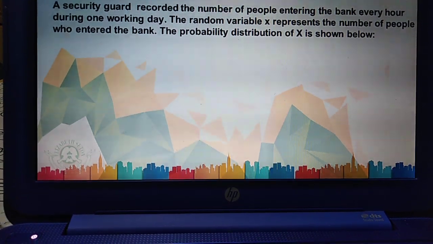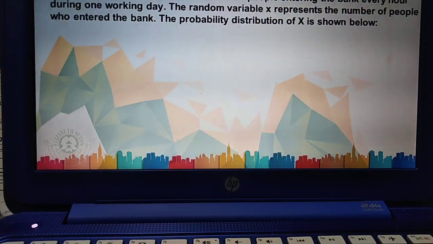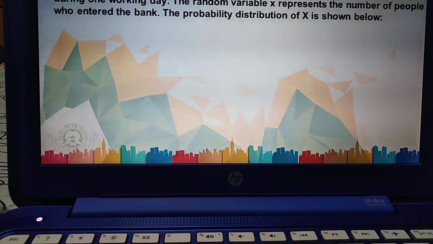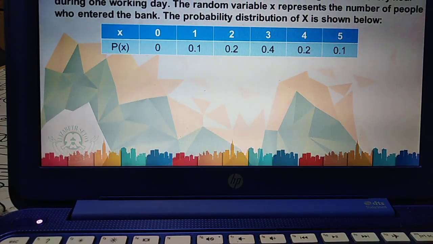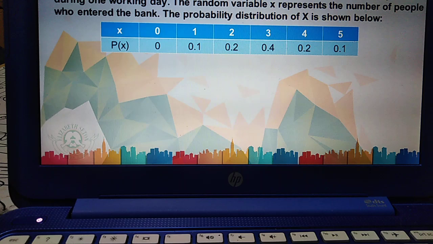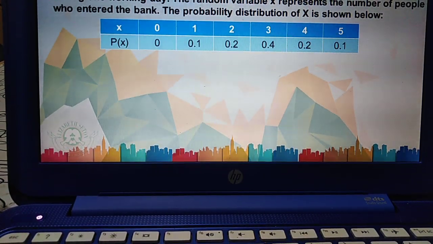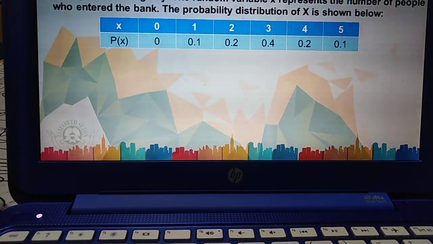A security guard recorded the number of people entering the bank every hour. During one working day, the random variable x represents the number of people who entered the bank. The probability distribution is given. So let us look at the problem again. We let x be the random variable which represents the number of people who entered the bank.